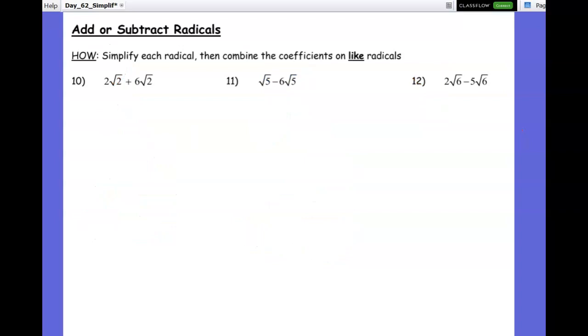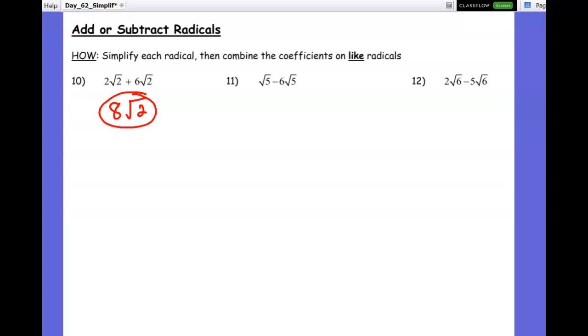Okay, so now to add or subtract radicals, that's actually very easy. Okay, you're going to think about combining like terms, and you're going to think of the radicand as being the like term. So the square root of 2 in example number 10 would be the like term, and the coefficients would just be the numbers before the radicand, so the 2 and the 6. So to simplify them, you just combine the coefficients on like radicals. So 2 plus 6 would be 8, and it would be 8 radical 2. So be careful, you're not going to take the radical 2 and add radical 2 and get radical 4. You keep it the same.